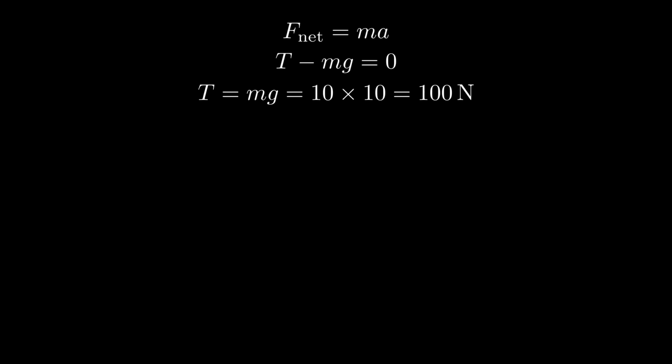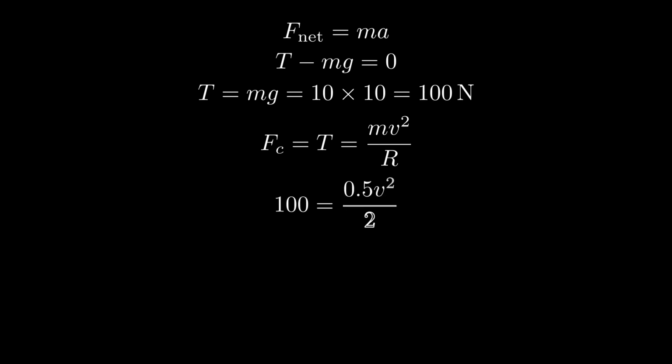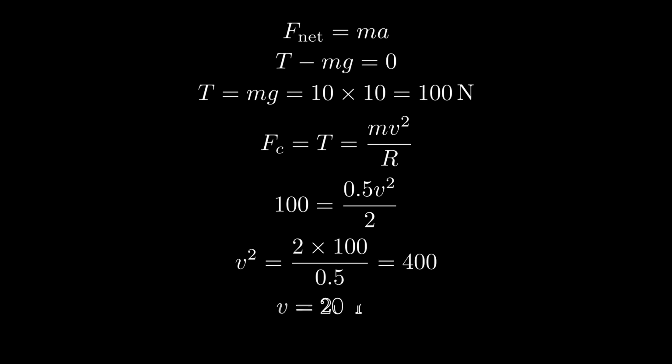And then we also know that when we are spinning this ball in a circle, the tension force is what's causing the centripetal motion. That means tension force equals mv squared over r, because tension is the only force pointing towards the center of the circle when it's moving horizontally. And we already found tension. We know mass is 0.5, and we know that the radius is 2. So now we get this expression you see on the screen. Then we can isolate for v squared to find that v squared is 400, which means v is 20 meters per second.